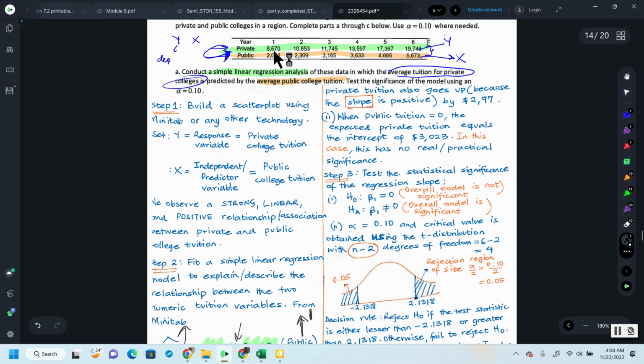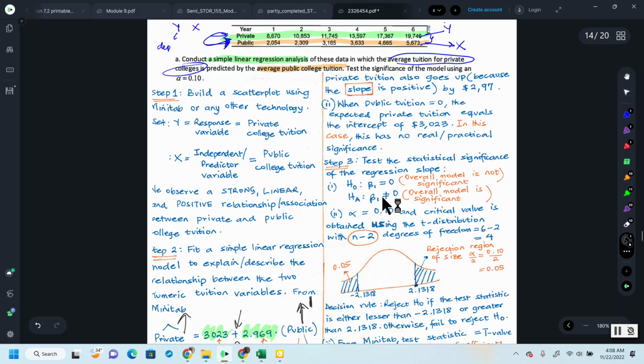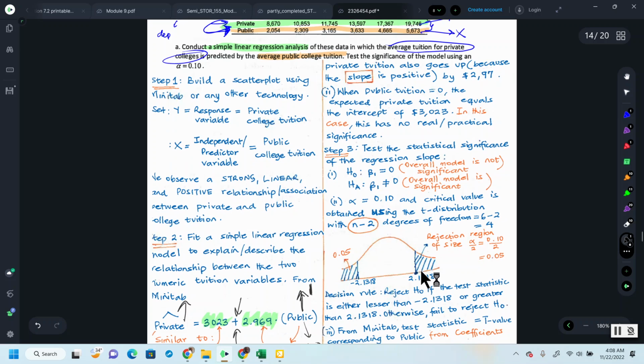How many data values do we have? How many points? How many pairs of points do we have? 1, 2, 3, 4, 5, 6. So you have 6 minus 2, which is 4. And so this is going to be a two-tailed test looking at the alternative hypothesis. So two-tailed test here. And so how do we find the 2.1318? This is what you do.